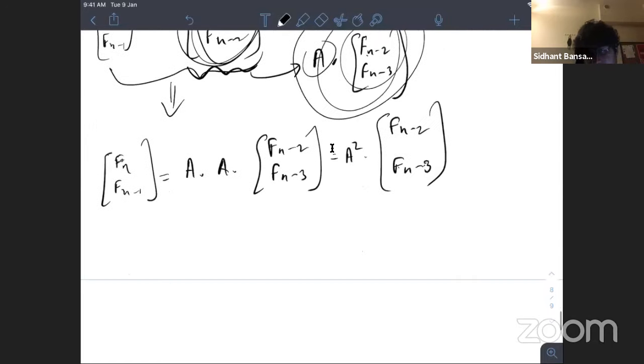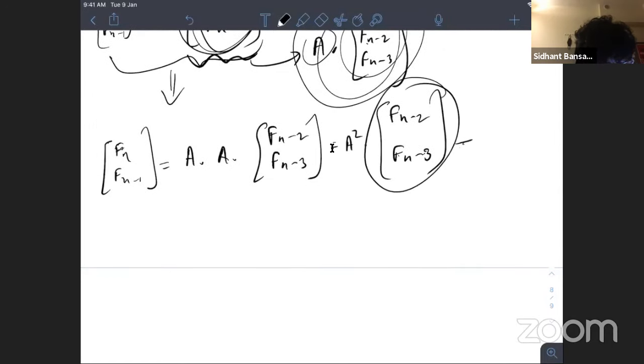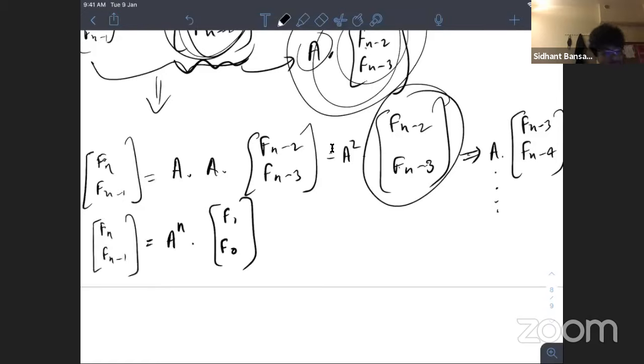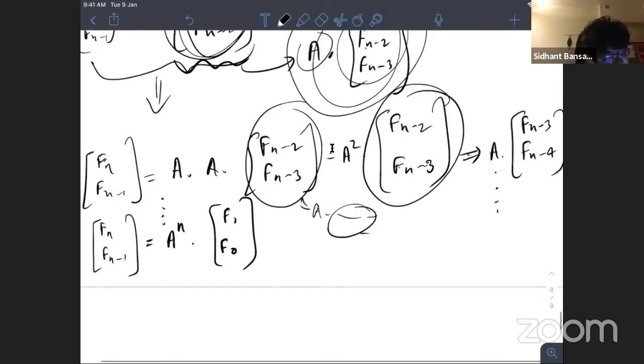Now notice you can keep on doing this. Again, try to represent Fn minus 2, Fn minus 3 as A times Fn minus 3, Fn minus 4, and so on, right? So the idea is that this thing will come out to be A to the n, this will come out to be F1, and this will come out to be F0. After a few steps, you keep expanding as A times the previous vector, and so on.